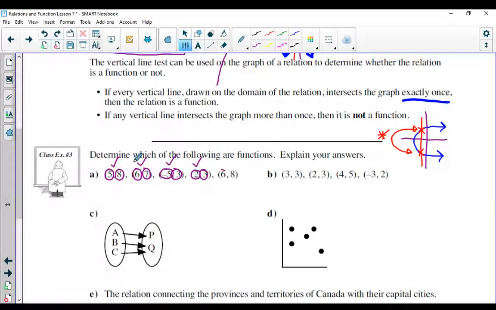The issue here is that you have 6 that's attached to 7, and then 6 is also attached to 8. For each distinct x coordinate, you can only have one y coordinate. And since you do not here, this is where it's going to fail. So I'll say no, because x equals 6 has 2 y coordinates.